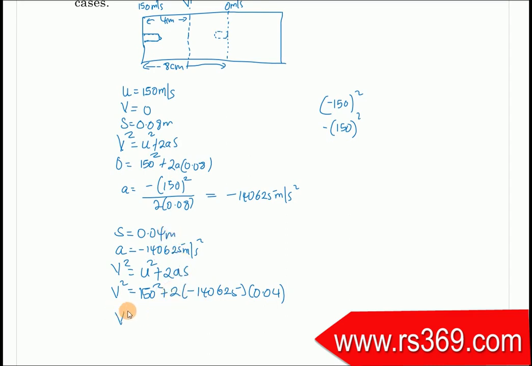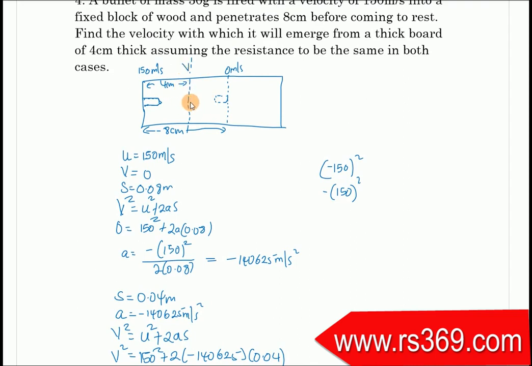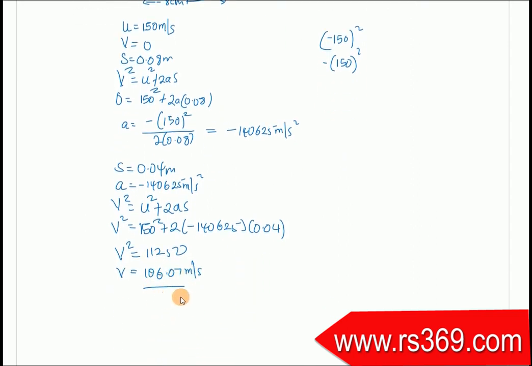It was in meters. So when you press the calculator, 150 squared plus 2 times this one as negative, you are going to get V squared equal to 11250, such that V itself is 106.07 meters per second. That's the velocity with which this thing is going to emerge. So it covers 8 centimeters to become 0, but if the thing is just 4, it will emerge at this point with a velocity of 106.1 meters per second. That's what we have.